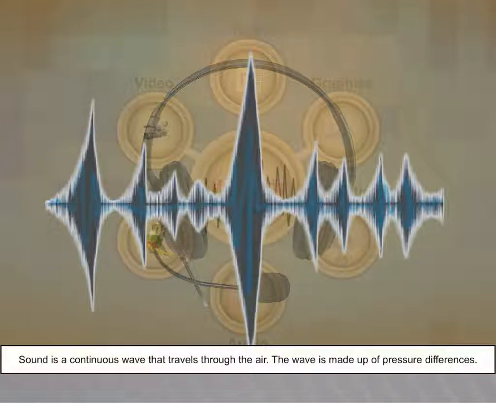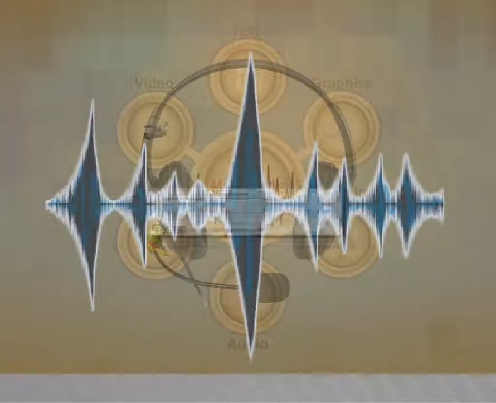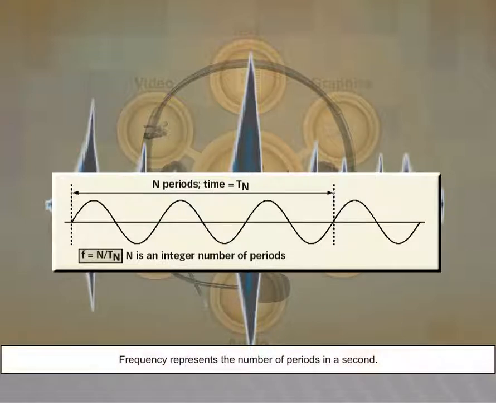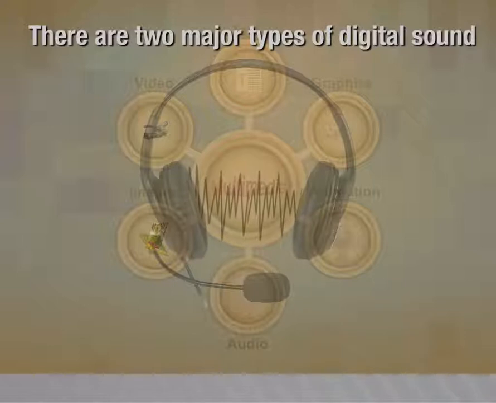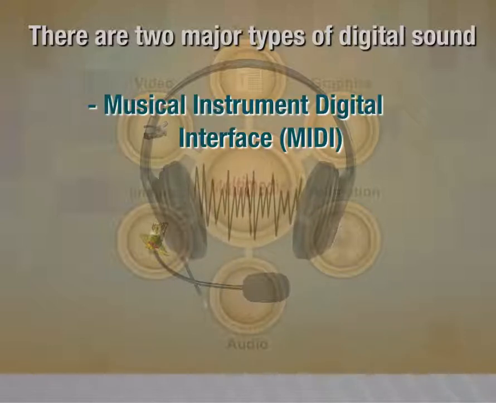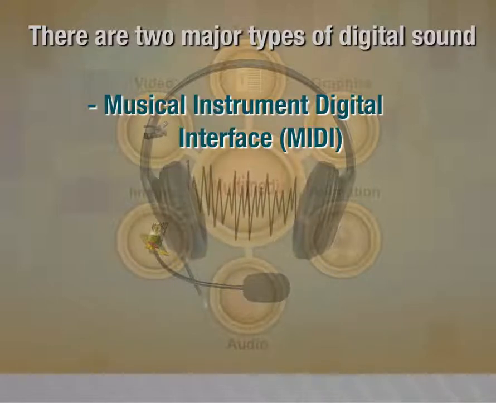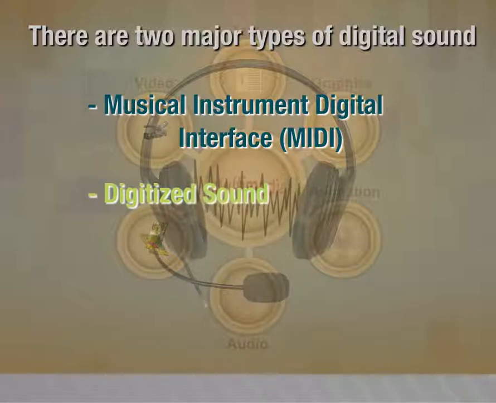Sound is a continuous wave that travels through the air. The wave is made up of pressure differences. Frequency represents the number of periods in a second. There are two major types of digital sound: digitized sound.